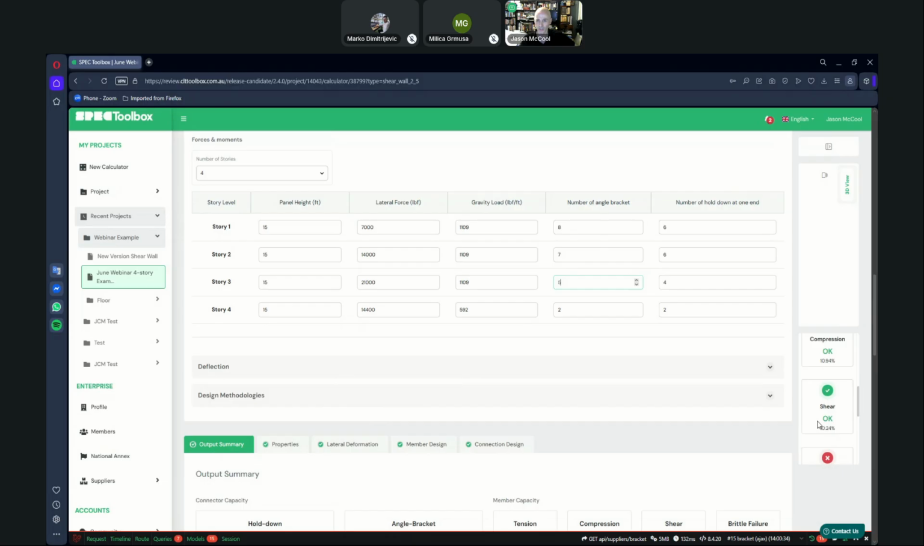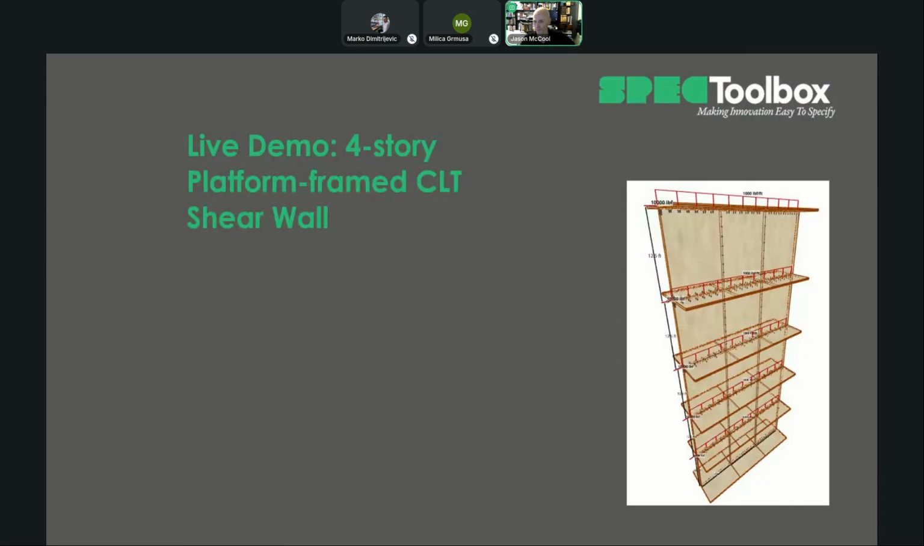So I can see shear, usually that's not an issue. Usually it's always the connectors governing on CLT shear walls, because the CLT panels themselves are very rigid. So shear is expectedly low. Compression, similar. It's usually not an issue. It's usually always going to be my connections that are governing.